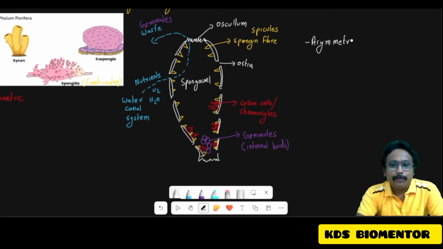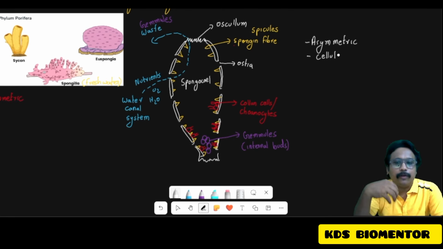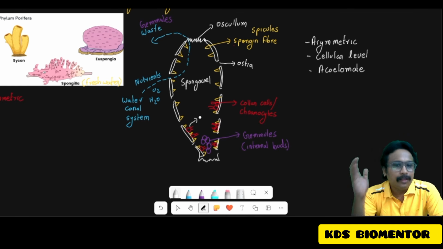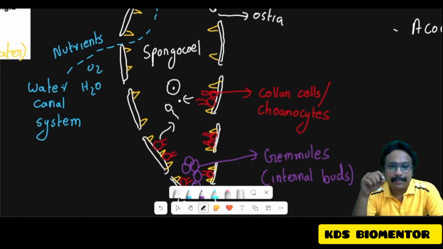So let's have a conclusion about the symmetry. Asymmetric organism: you cannot divide them through the central axis into two equal halves in many planes. So in my diagram, I have drawn only a part of the sponge, branches will be there. So it's asymmetric, with cellular level organization and without a body cavity. So it's acoelomate, and it is diploblastic. These are the general points you should remember. Then coming to the structure, you should remember the ostia, the osculum, the spicules or spongin fiber, and also choanocytes or collar cells. And here the male and female gamete is formed inside, followed by fertilization to form the zygote. The zygote will further divide to form larva.